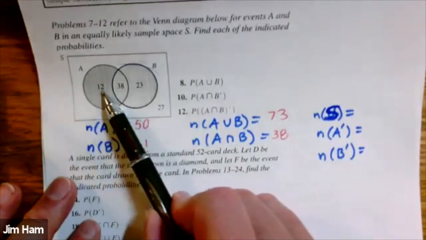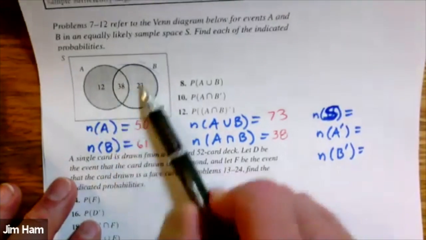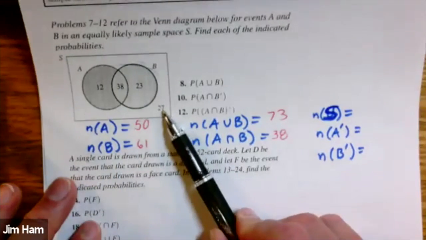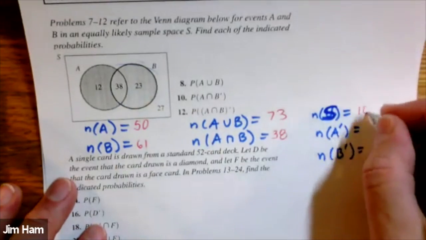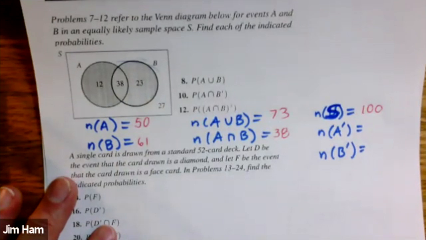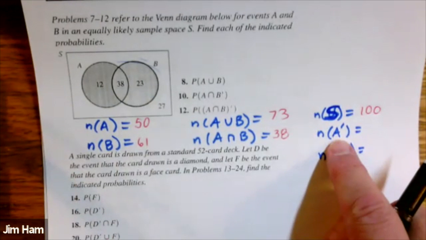Yeah, so that would consist of these three regions inside the circle and then the region outside the circle as well. So you have to add those numbers plus the 27. And yes, you get 100. Good. All right, now let's do A complement.